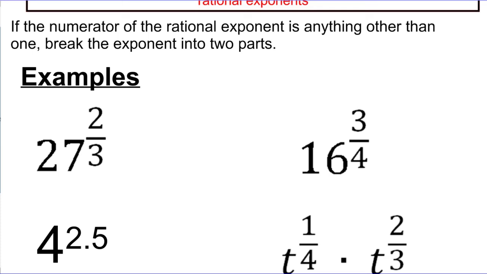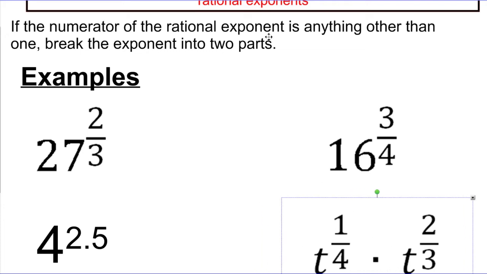Okay, so we can apply this to slightly more advanced concepts, like, for example, problems that have numerators other than 1, or problems that have decimals, or problems that, maybe there's 2 fractions, right? So if the numerator is anything other than 1, we're going to break it into 2 exponent parts and deal with them separately, right? So for this first example, I'm going to show you 2 different ways that we could achieve this same exact answer.